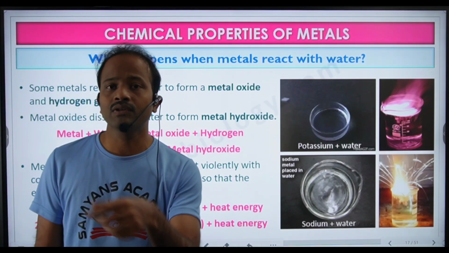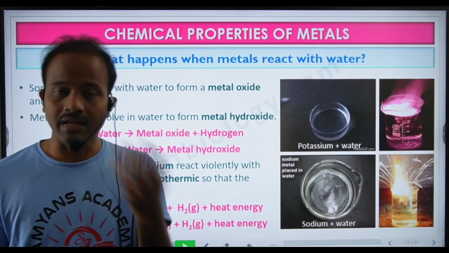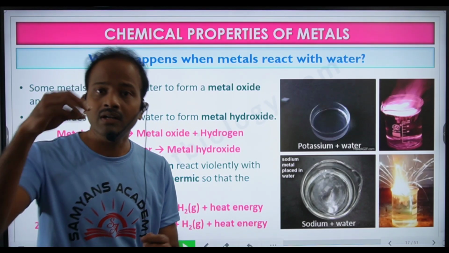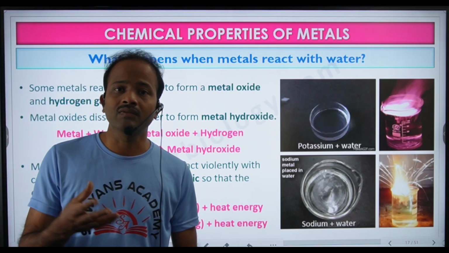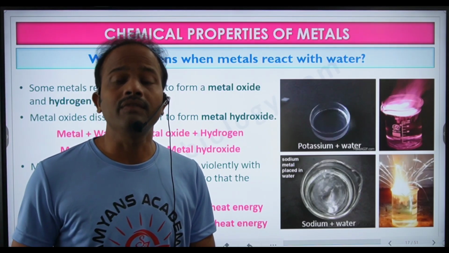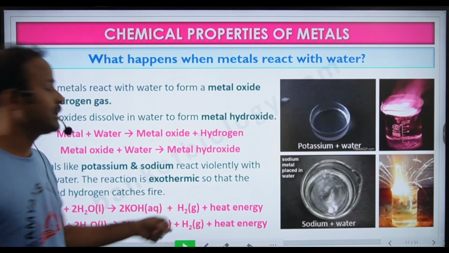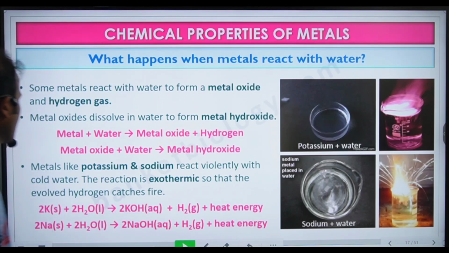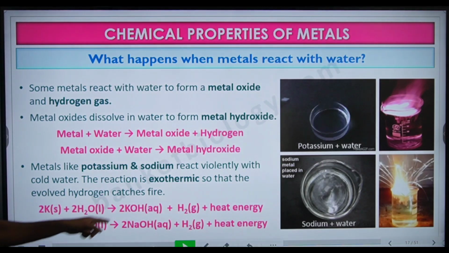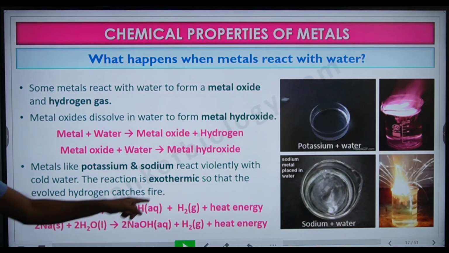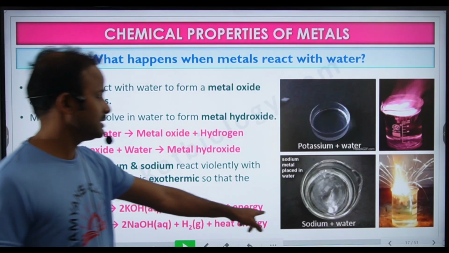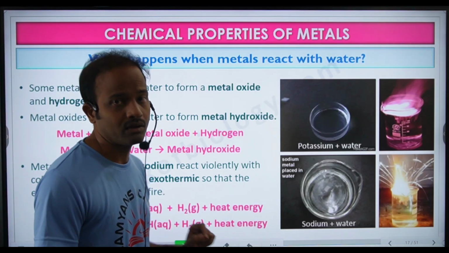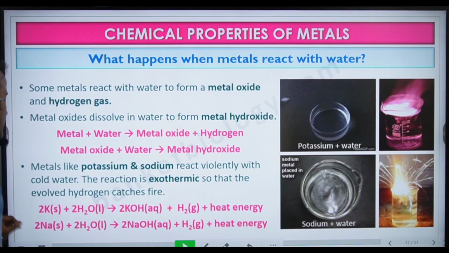Okay, when a metal reacts with water, what happened? It liberates heat, right? Because of that heat, the hydrogen gas catches fire. Now you see, we take potassium metal and add water, then what will happen here? We get potassium hydroxide, and it liberates hydrogen gas, and it liberates some amount of heat also, right? And we also call it an exothermic process.